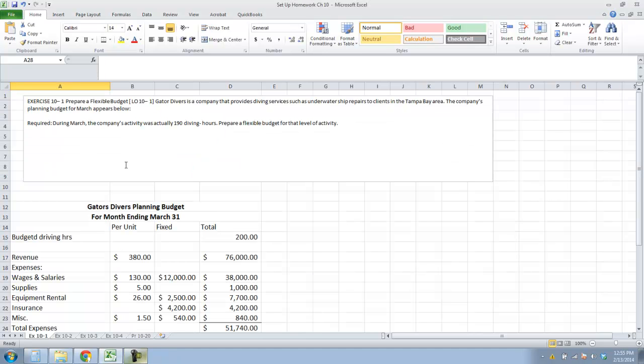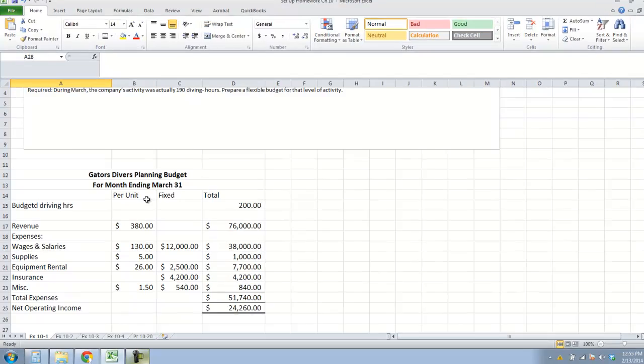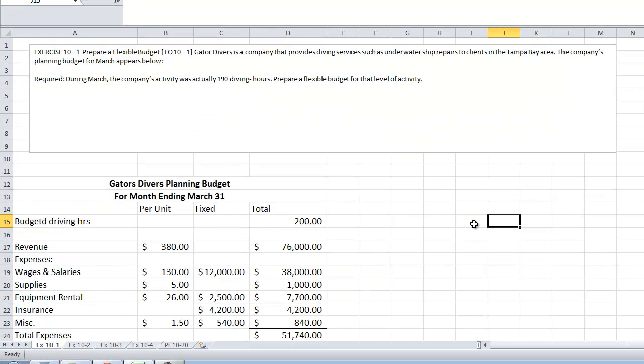This is the homework from chapter 10, preparing a flex budget. So we're working on budgeting in chapter 10. Gator Divers, this is exercise 10.1. Gator Divers is a company that provides diving services such as underwater ship repairs to clients in the Tampa Bay area. The company's planning budget for March appears below. During March, the company's actual activity was 190 diving hours. Prepare a flex budget for the level of activity.